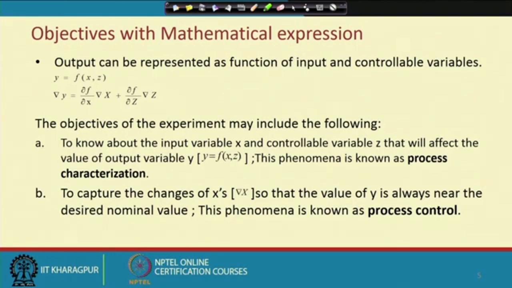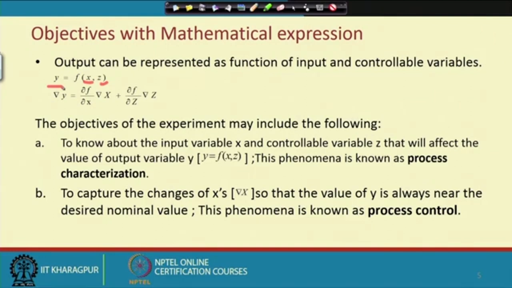So, let us assume that the output variable is denoted by y. x denotes the controllable factors, z denotes the noise or uncontrollable factors, and y is the output. The experiment is done to find out the functional relationship between y, x and z. So, this can be told as y is a function of x and z.